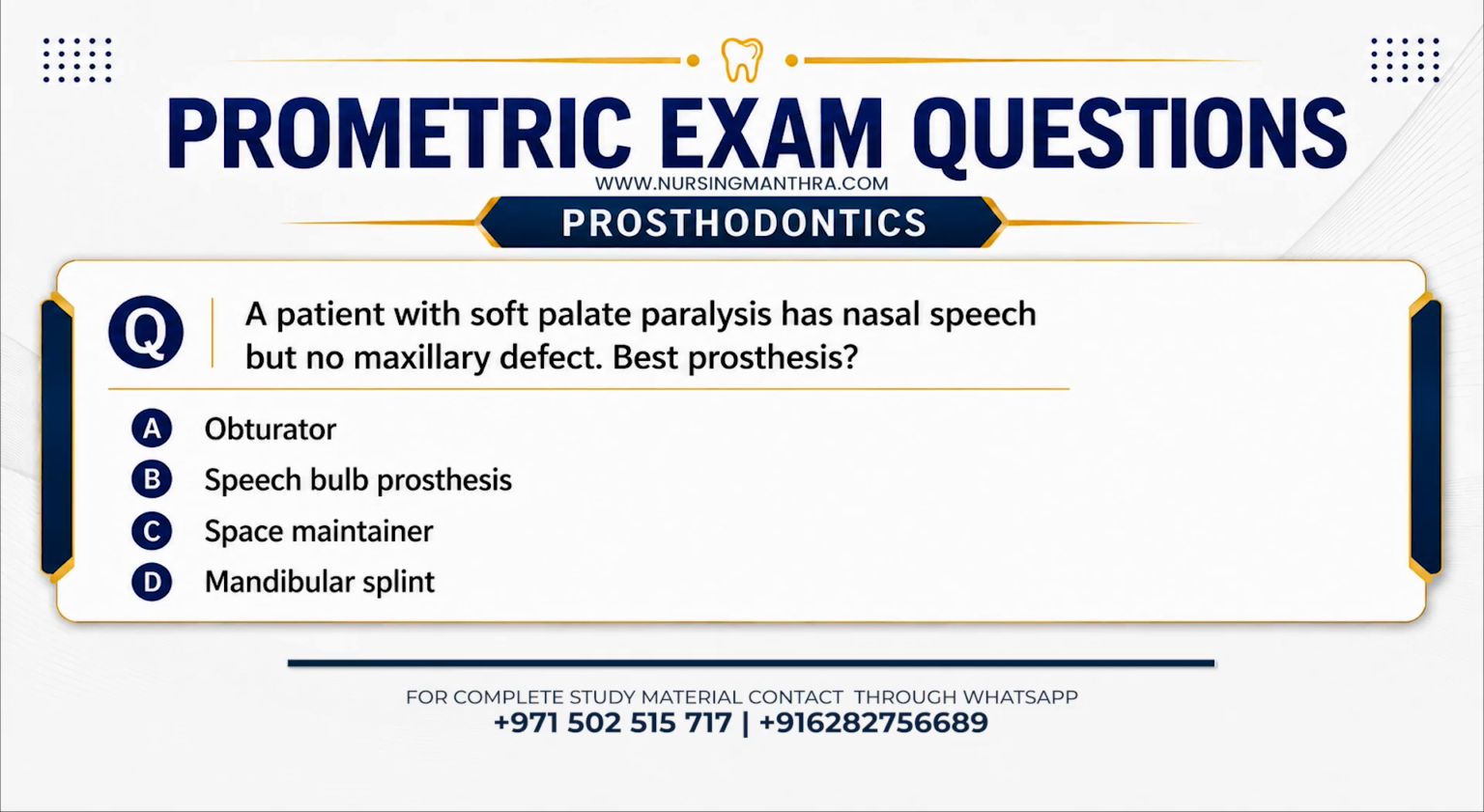A patient with soft palate paralysis has nasal speech, but no maxillary defect. Best prosthesis? A. Obturator. B. Speech bulb prosthesis. C. Space maintainer. D. Mandibular splint.